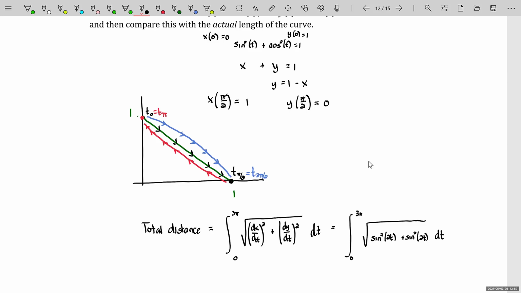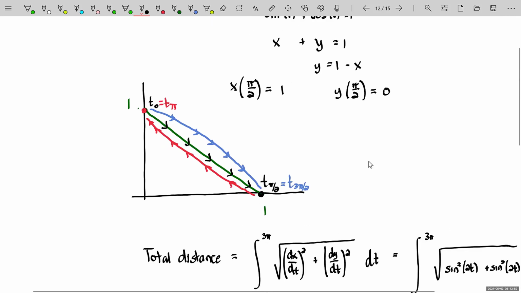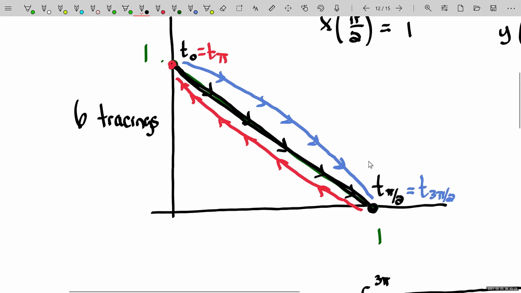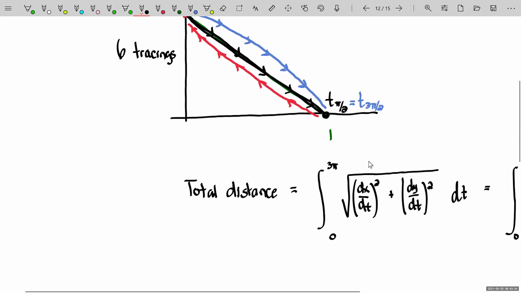I hope you notice, if you're going from 0 to 3 pi, well, one length is half a pi. Then we have a full pi. So that's 2 tracings to get to a regular old pi. We want 3 of those pi's. So we're going to do 6 tracings here. So I know it's just going to go back and forth 6 times, essentially.